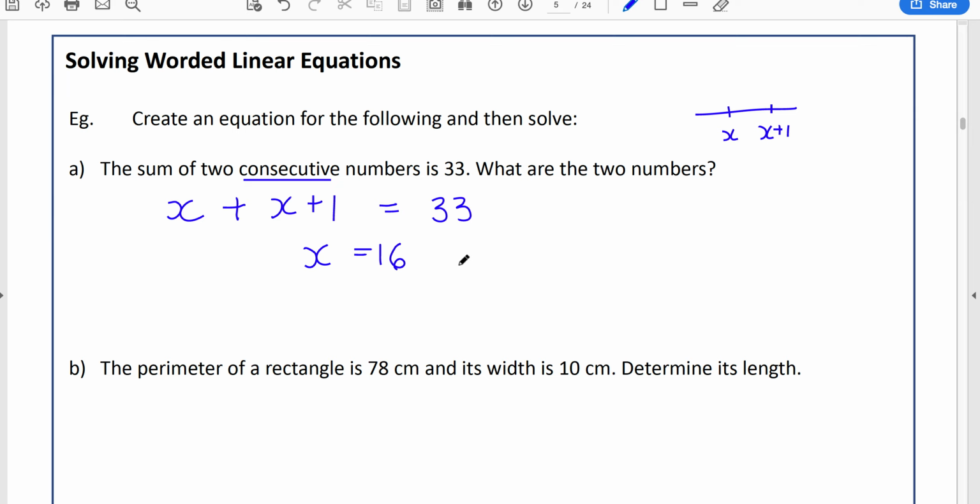And then if that's one of the numbers, we want the two numbers. So the two numbers are, remember they're consecutive, so one after the other. The two numbers are 16 and 17. And the beauty is you can check that works. So 16 plus 17 gives us 33. So I'm confident that that's the right answer.